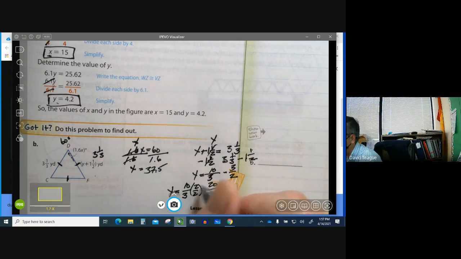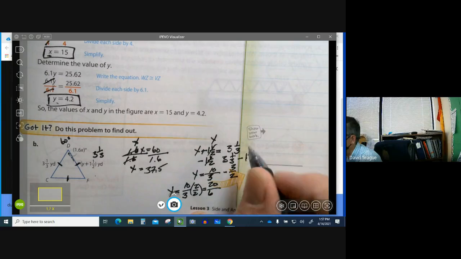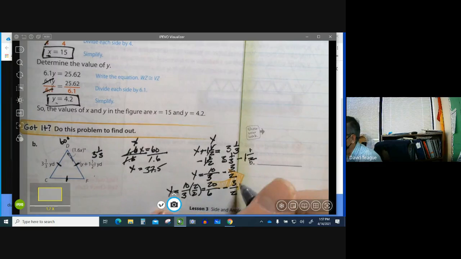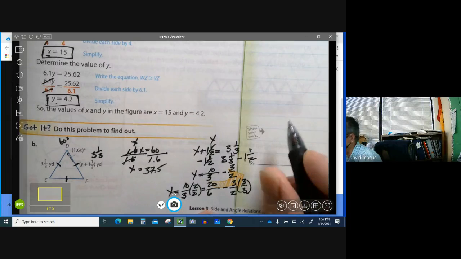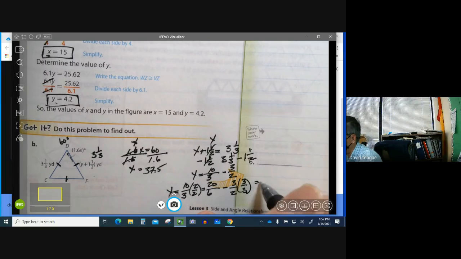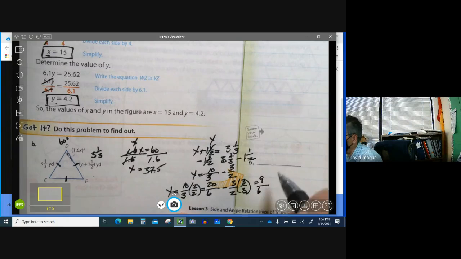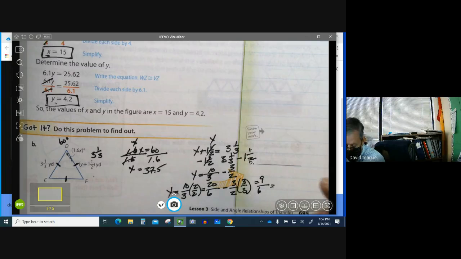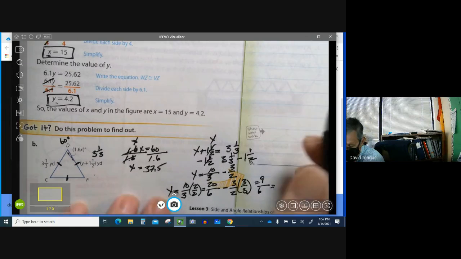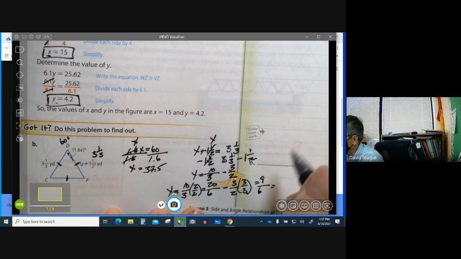So y is equivalent to 10 thirds minus 3 halves, and I'm going to multiply that by 3 over 3. Same thing. I'm going to create an equivalent fraction. 3 times 3 is 9, and 2 times 3 is 6. So now I have 20 sixths minus 9 sixths. So 20 minus 9 is 11. So I have 11 sixths.